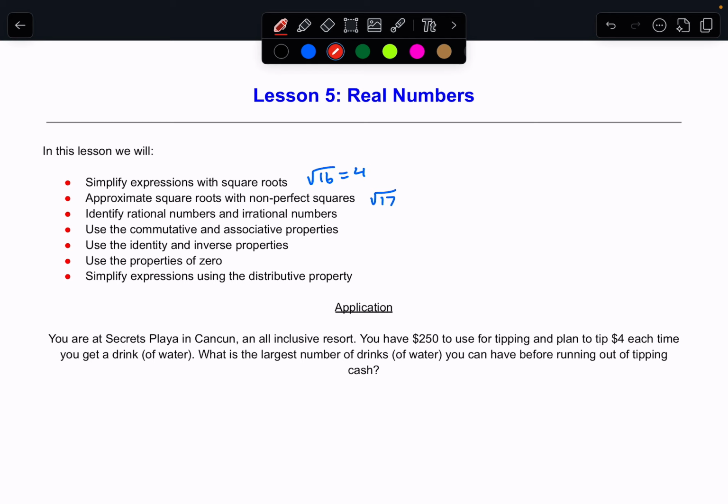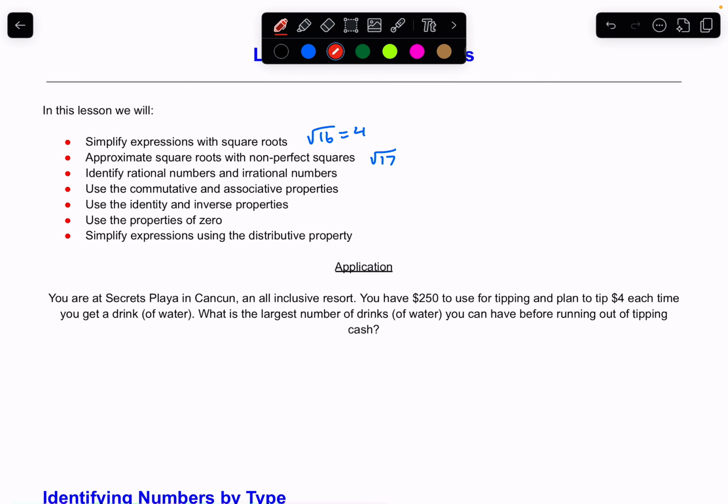All right, so the application we are building up to. You are at Secrets Playa in Cancun. Ooh, lucky you. This is an all-inclusive resort. And you have brought with you $250 of cash to use for tipping. That way, every time you get a service, even though the item might be free, you still want to tip the staff there. And so your plan is to tip $4 every time that you go and get a drink of water, of course. And so we want to find out what is the largest number of drinks of water that you can have before you run out of your tipping cash.